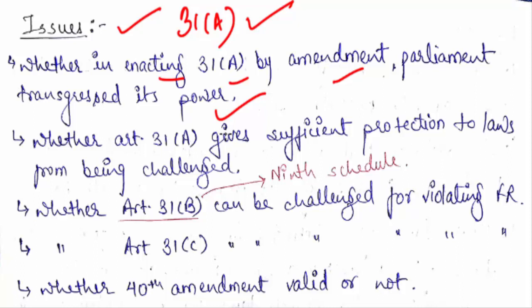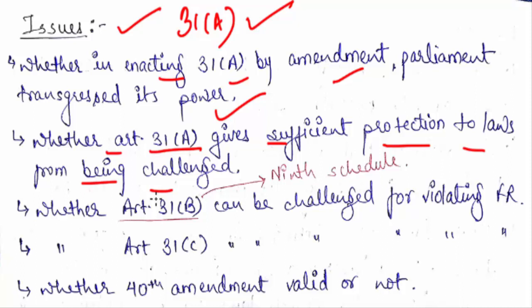We are checking what the outcomes, or the effects, of Article 31A are. Again, the second issue was whether Article 31A gives sufficient protection to laws from being challenged. So the issue is whether you can put something in the 9th schedule or under Article 31A and bar judicial review. Whether this can be done, right?